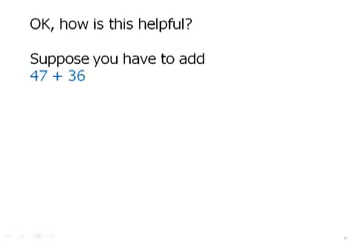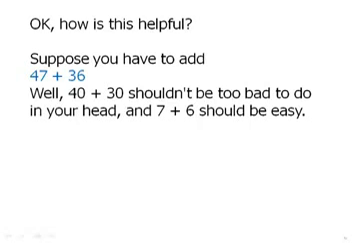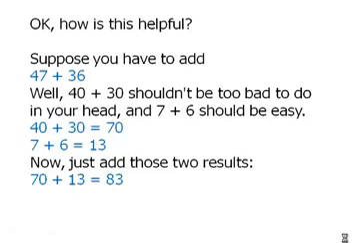Suppose you have to add 47 plus 36. Well, think about it this way. 47, of course, is 40 plus 7. 36 is 30 plus 6. We can add separately the multiples of 10 and the single digits. 40 plus 30 shouldn't be bad to do in your head, and 7 plus 6 should be easy. So we add those. Now we just have to add those two sums, put that all together. And of course 70 plus 13 is 83. That's the sum of the original two numbers.